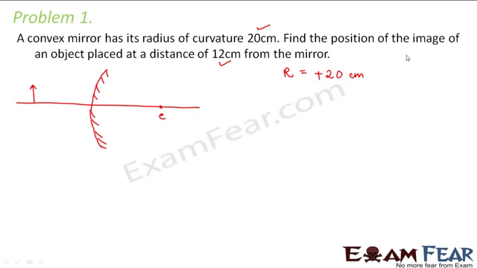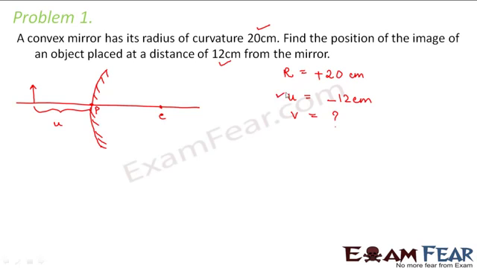Find the position of the image of an object placed at a distance of 12 centimeters from the mirror. Now object is always placed on the left hand side of the mirror, right? And all distances will be measured from pole. So that means this is my object distance u, and the object distance is 12 centimeters. Since it is on the left hand side of the pole, it would be negative. So we have to find out the position of the image. That means we will have to calculate the value of v. So we will make use of the mirror equation.